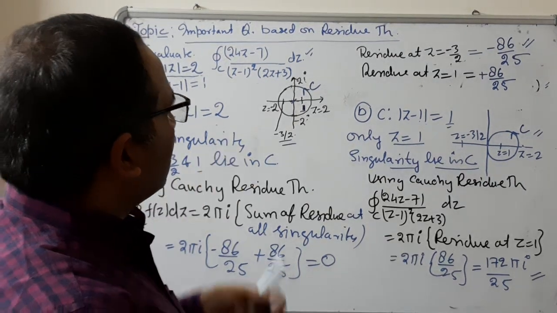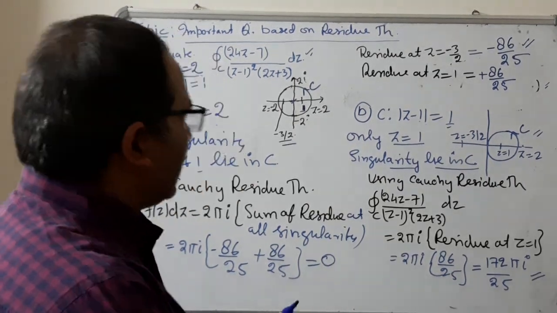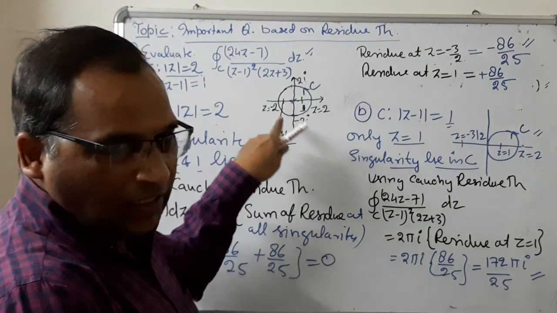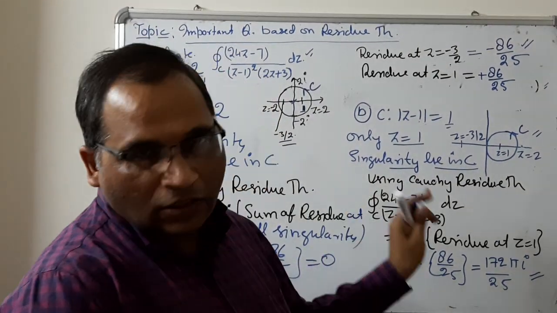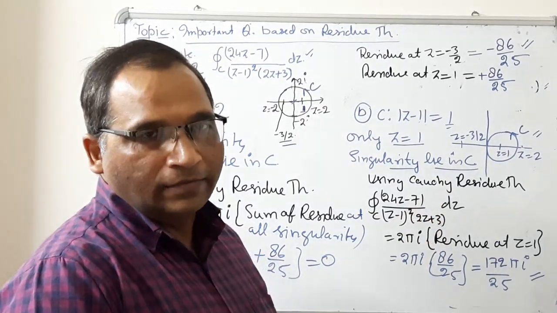So we can say that we will take the singularities which lie in the given circle C. And what is the formula? The formula is 2πi times the sum of residues at all singularities.